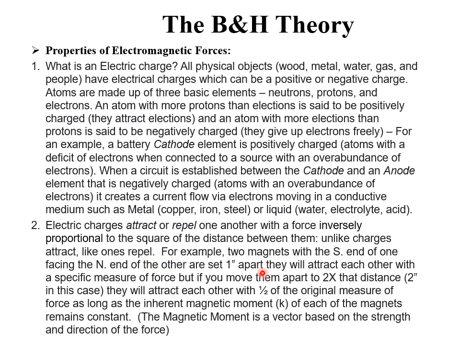For example, two magnets with the south end of one facing the north end of the other are set at 1 inch apart. They will attract each other with a specific measure of force, but if you move them apart about 2 times that distance, in this case 2 inches, they will attract each other with 1/2 of the original measurement of force, as long as the inherent magnetic moment, the K factor, of each of the magnets remains constant. The magnetic moment is a vector based on the strength and direction of the force, and we'll cover that a little bit later.